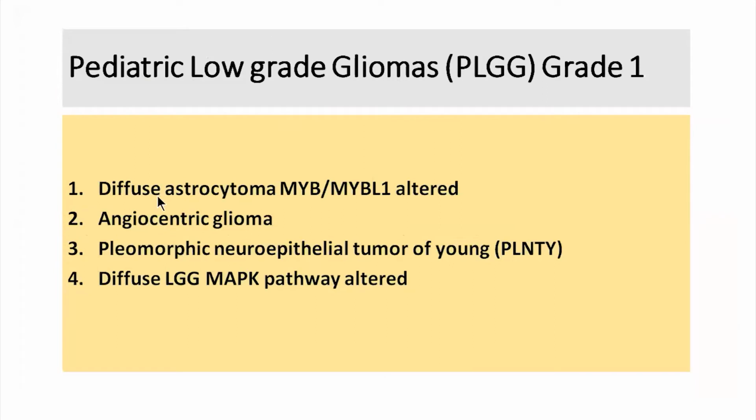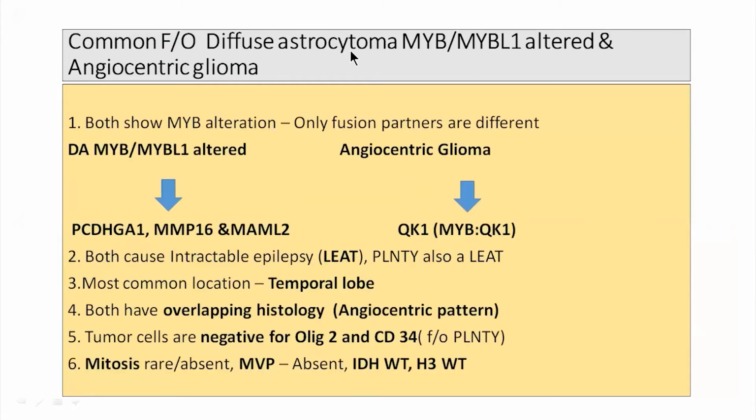So I told you that these two entities are very much similar to each other: diffuse astrocytoma MYB/MYBL1 altered and angiocentric glioma. What are the common features? They both show MYB alteration, which I have already told you. The only difference is the fusion partner: in angiocentric glioma the fusion partners are MMP16 and MAML2. They both cause intractable epilepsy. They are also called long-term epilepsy associated tumors.